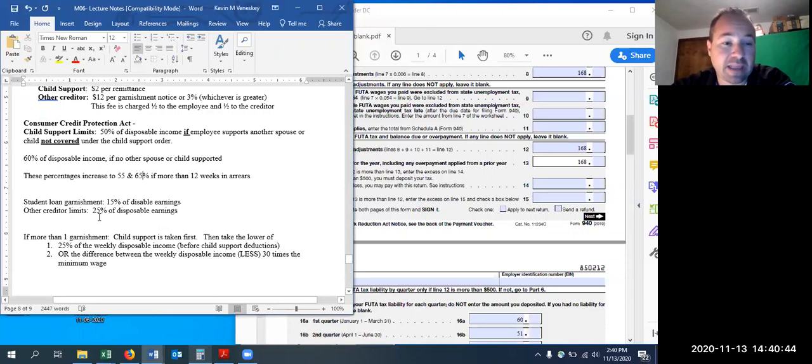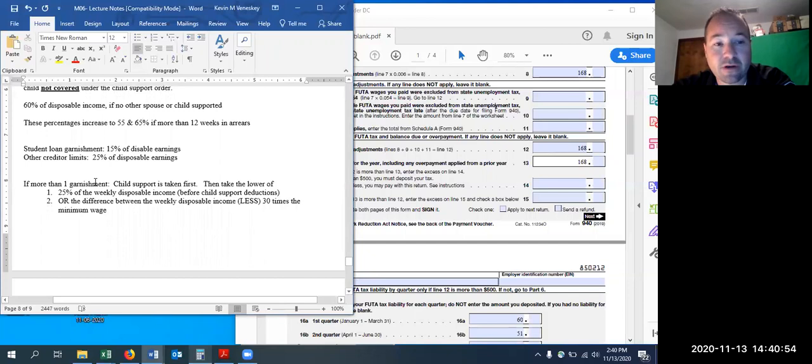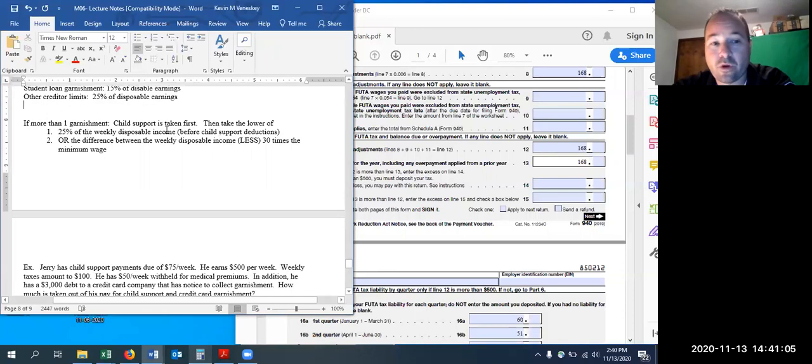The amounts are quite a bit less for student loans to come in and take money out of your check. 15%, still a lot. Other creditors can take up to 25%. Notice here, if you have more than one creditor, there is a limit. They all can't come in and take 25% because then you're going to be down to nothing. So if there's more than one garnishment, child support's done first. If you reach the limit, then the other guys just don't get any. They're going to have to wait till you've paid off your child support.